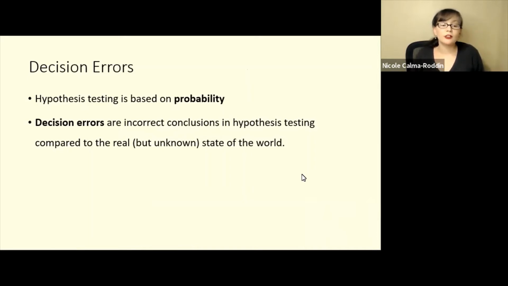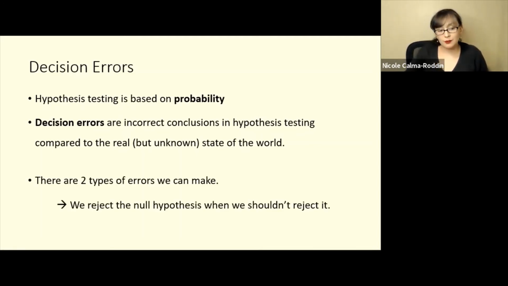These errors are incorrect conclusions in hypothesis testing compared to the real but unknown state of the world. It's important to realize that when we make a decision error, we're not going to know that we're making it, but we have to have this awareness of the possibility as we're going through our hypothesis testing procedure. And we'll see that this impacts, for instance, what kind of statistical significance level we use. There are two types of errors that we can make.